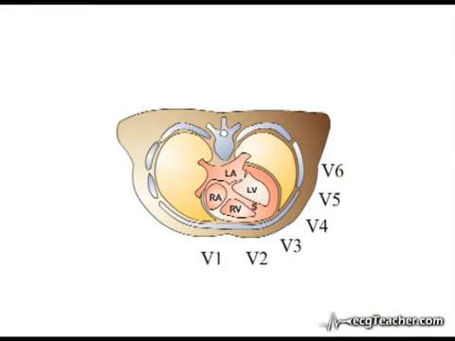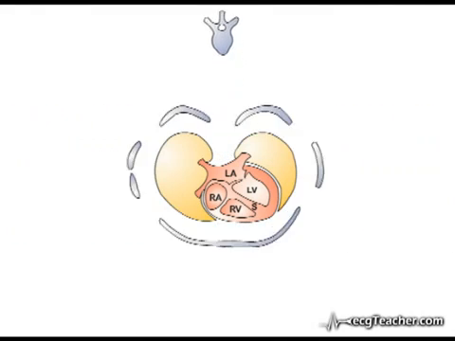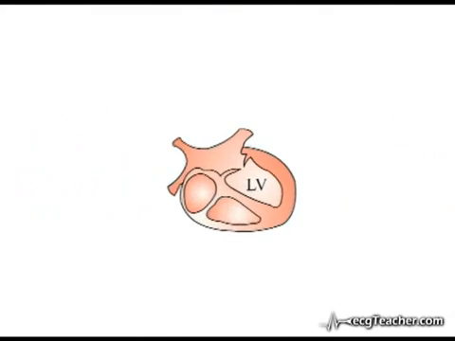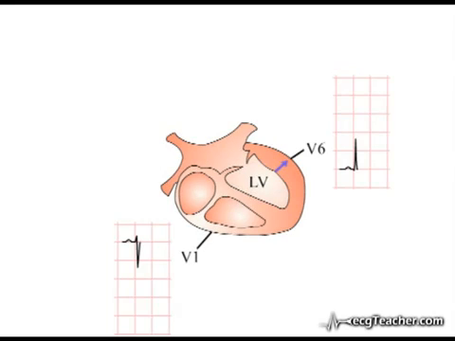And to do so, we will look at the heart in horizontal section, focusing on events in leads V1 and V6. The voltage developed by depolarizing cardiac muscle is proportional to the mass of muscle present.